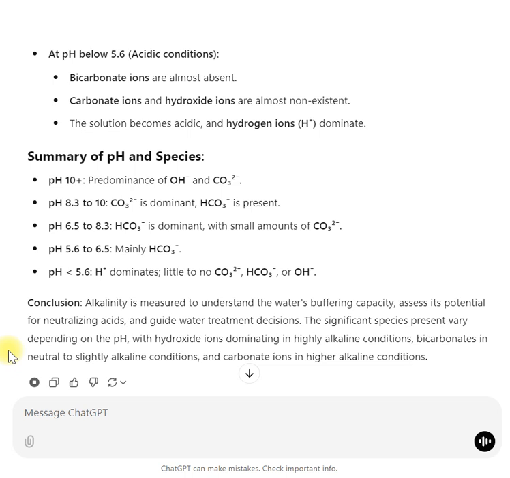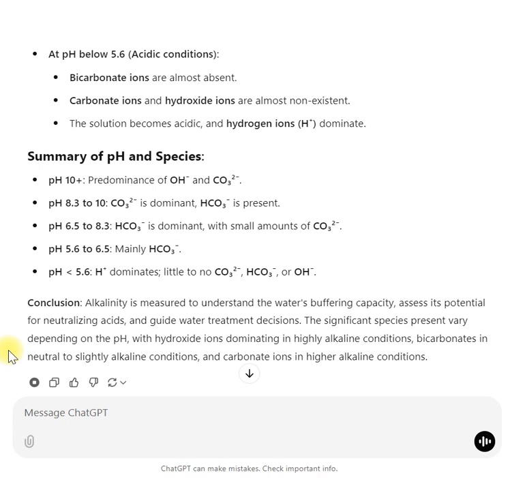Summary of pH and species. pH 10+, predominance of OH- and CO3 2-. pH 8.3 to 10, CO3 2- is dominant, HCO3- is present. pH 6.5 to 8.3, HCO3- is dominant with small amounts of CO3 2-. pH 5.6 to 6.5, mainly HCO3-. pH below 5.6, H+ dominates, with little to no CO3 2- or HCO3-.